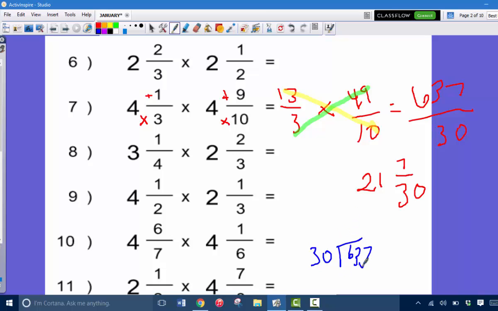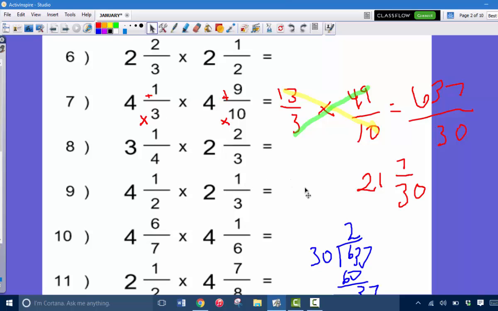30 will go into 60. I'll do it this way. 30 goes into 60 2 times. 30 times 2 is 60, with 37 left over. And then, we'll bring that up for you a little bit.